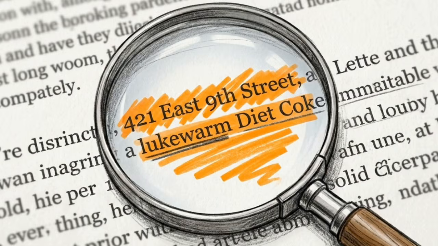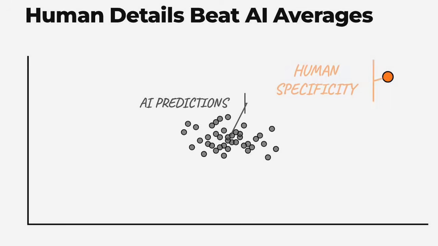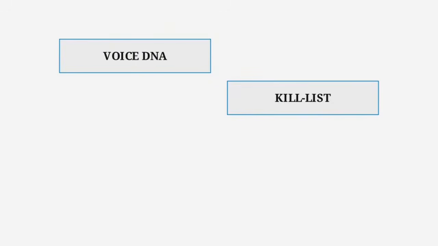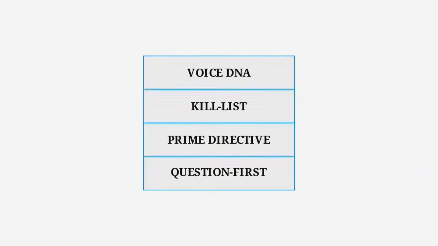Then add highly specific details. Drop in an exact street number, a specific brand name, or an odd texture. Statistical models rarely predict these hyper-specific facts. Adding that human asymmetry and imperfection makes the text ring true to the reader and keeps it safe from automated detectors. Put voice DNA, the kill list, the prime directive, and question-first drafting into a single set of instructions, and you have your master prompt.